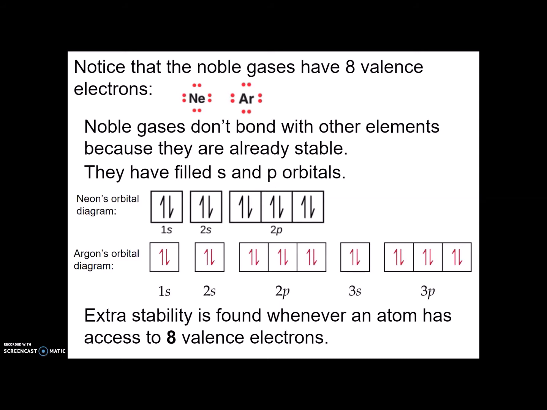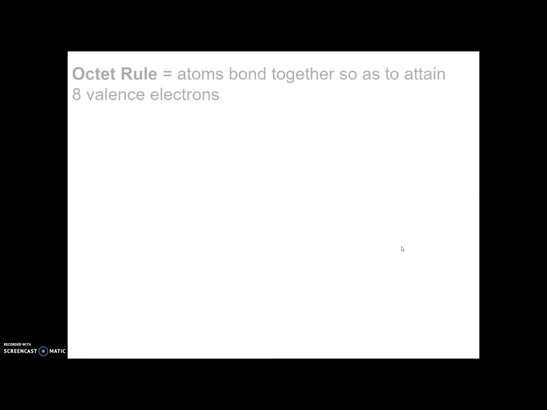There's something special about having 8 valence electrons. We give a name to this special property. It's called the octet rule. And it goes a little bit like this. When atoms bond, they're going to bond so as to attain 8 valence electrons. They want to get 8 electrons.